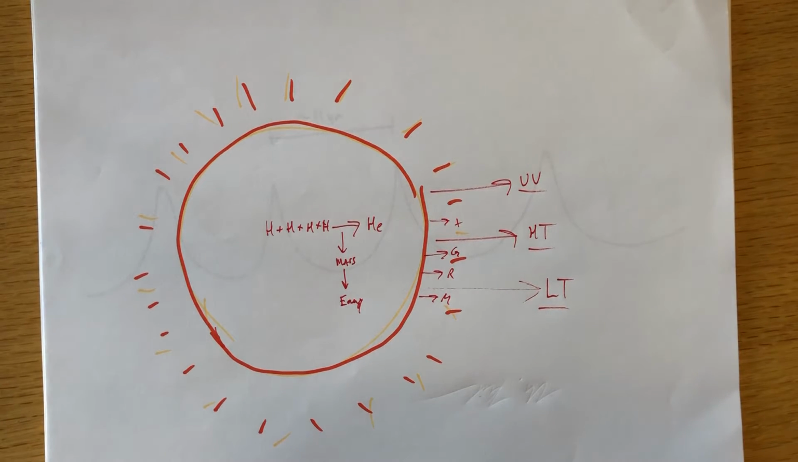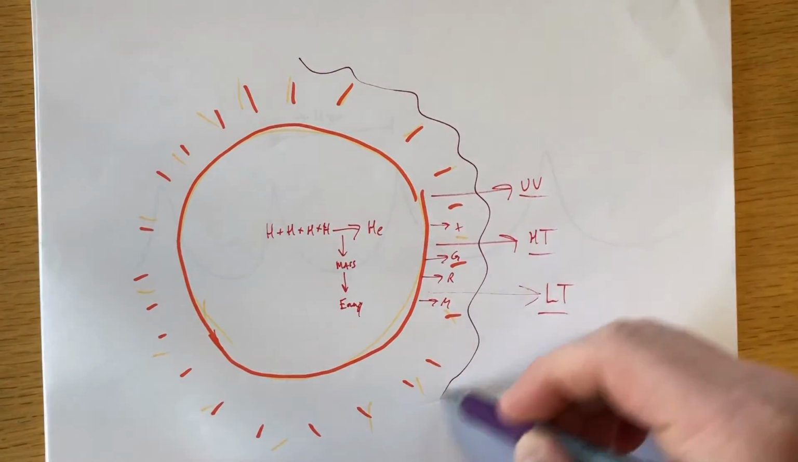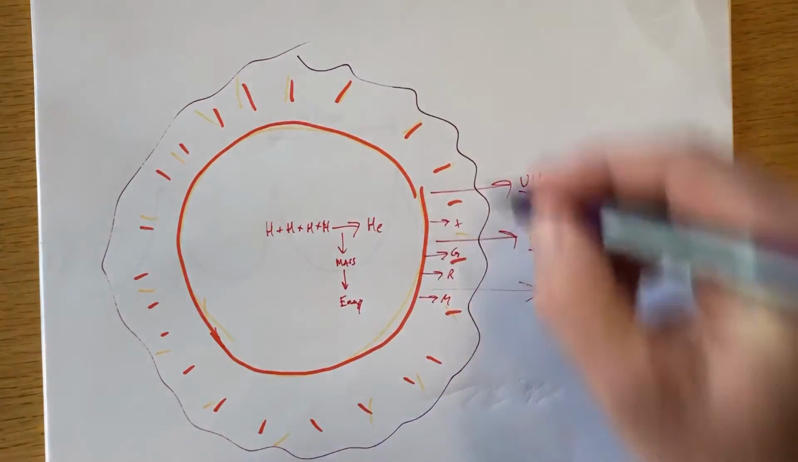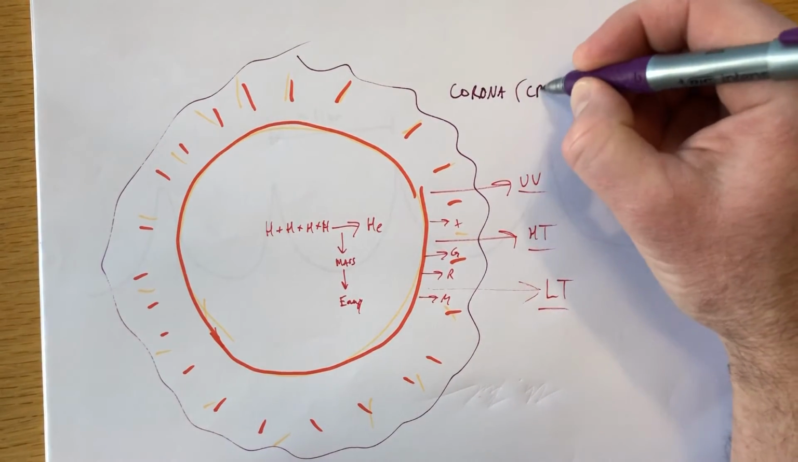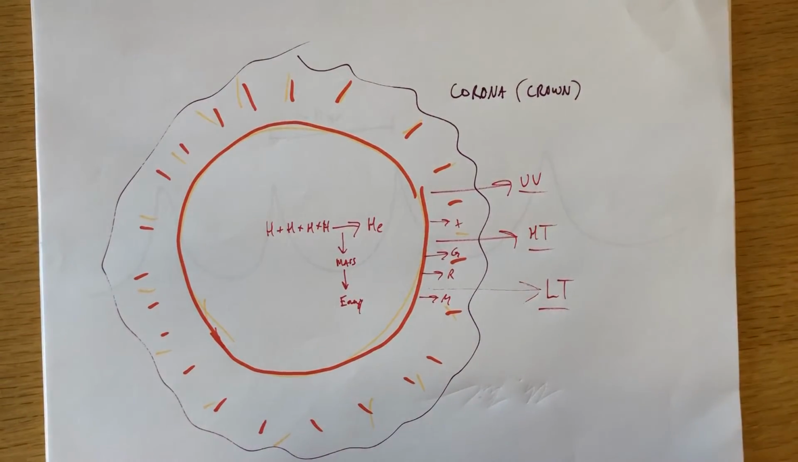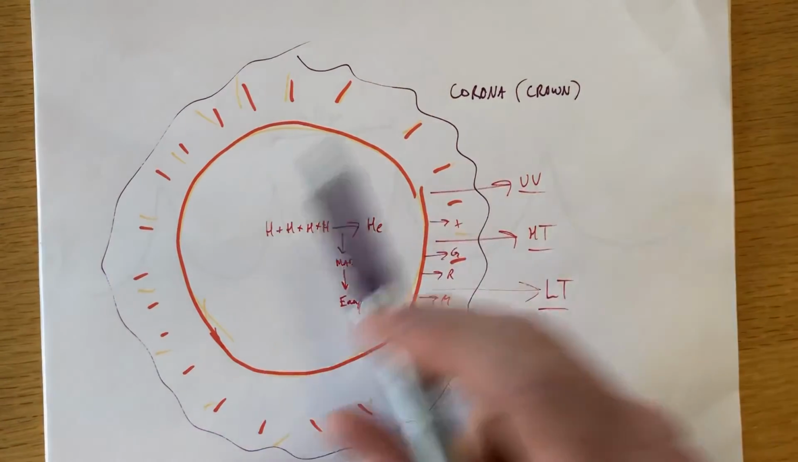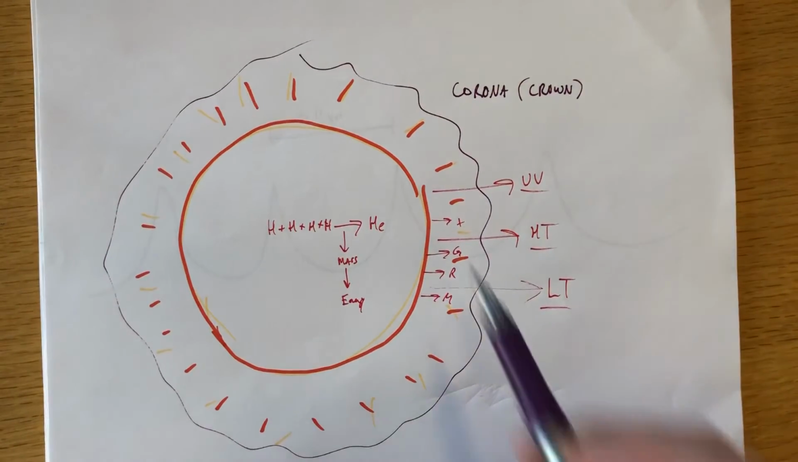So we'll start with the layers of the sun. Outermost layer, extending way out into space, is the corona. Corona literally means crown. That is the crown of the sun. It's the rays that extend outward. It's the not very dense gases and plasma extending out from the sun.